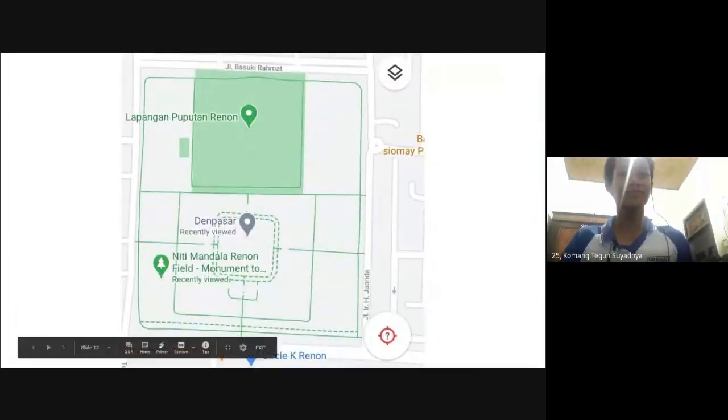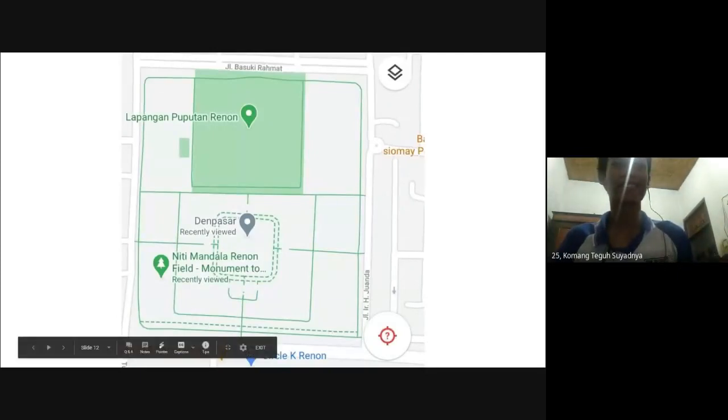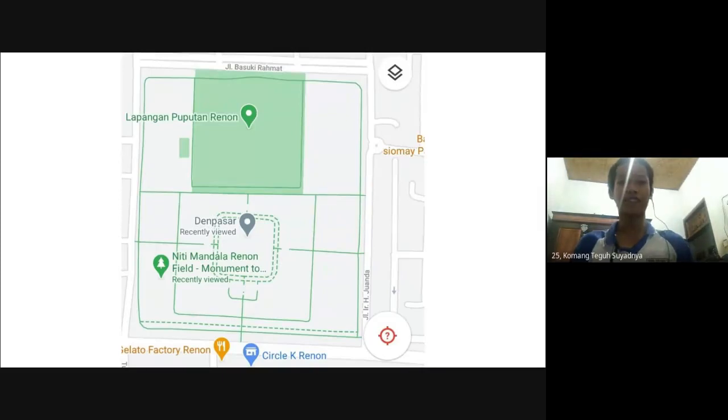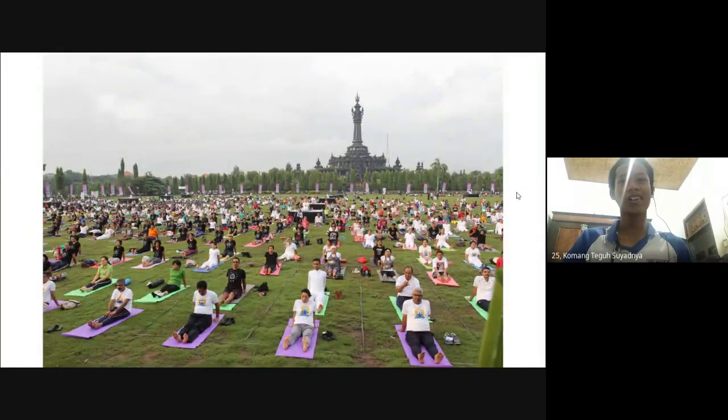And it is built in a public park. The Bajra Sandi Renon monument stands on Niti Mandala Renon Public Park. So this is the Bajra Sandi and this is the Niti Mandala Renon, the public park. The locals call it Lapangan Renon, or in English, Renon Field. Niti Mandala Renon is used daily by the people of Denpasar city as a place to exercise. For example, jogging, playing football, volley, basketball, yoga, and many more.